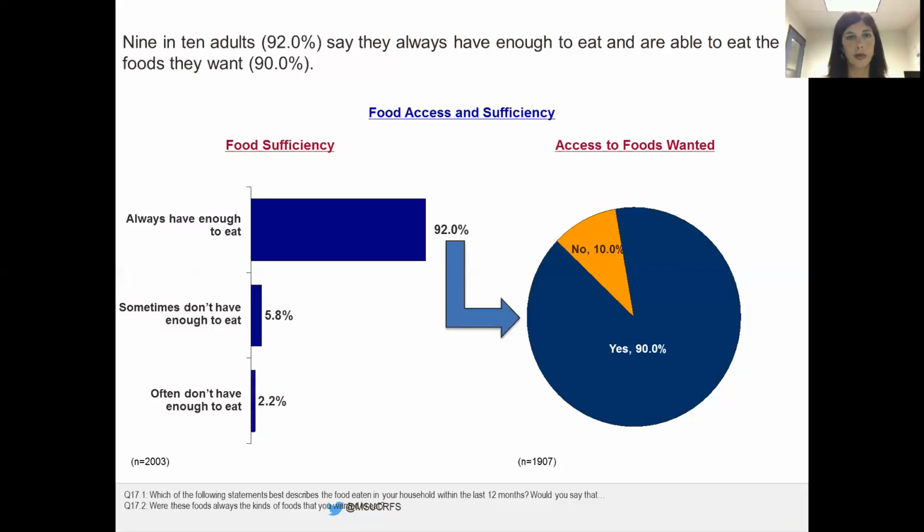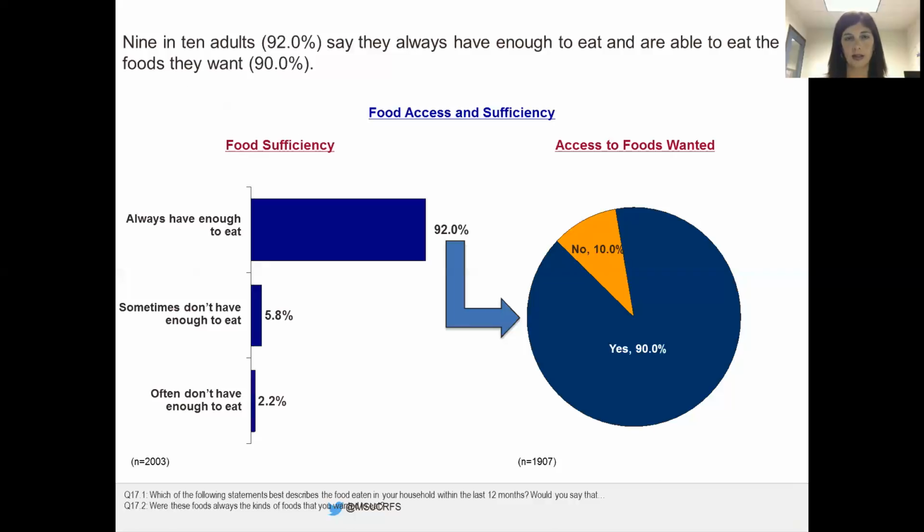And what we found in the most recent survey was that 92% of our adults feel that they always have enough to eat and they're able to eat the foods that they want. 90% of them feel that way, which is great. But it really makes us a little bit more concerned about those that are saying that they don't have enough to eat often and sometimes.